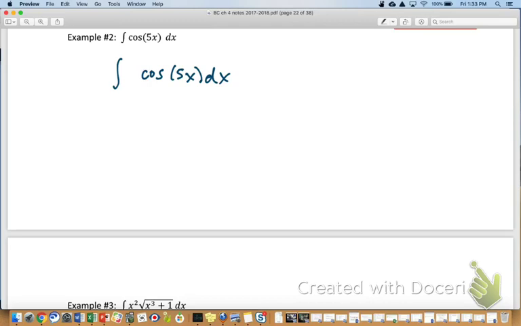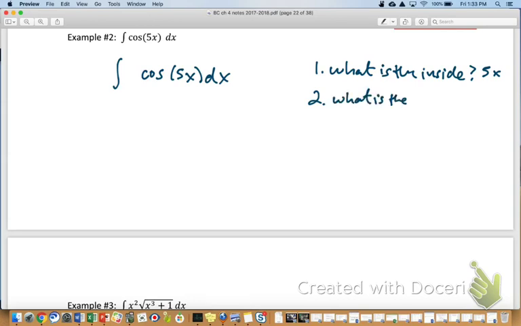You recognize this composite, and you'd say, all right, what is the inside function of the composite? So what would you say? What's the inside? 5x. 5x, right? So in your head, you're thinking the inside is 5x. And so then the next question is, what is the derivative of that inside? And what would you say? 5.